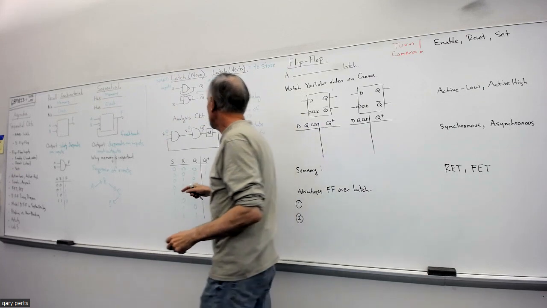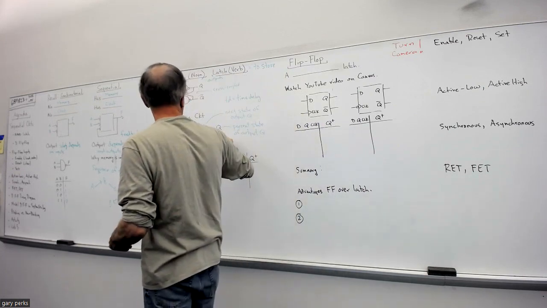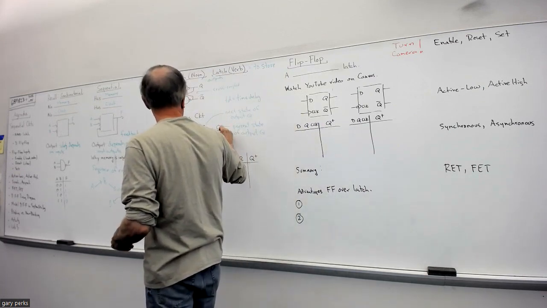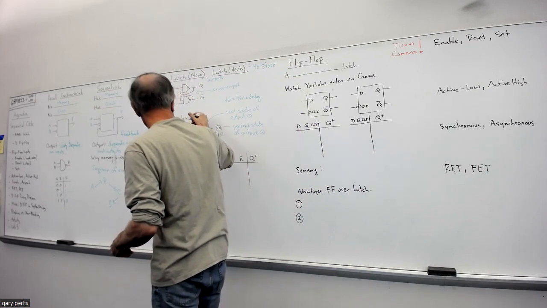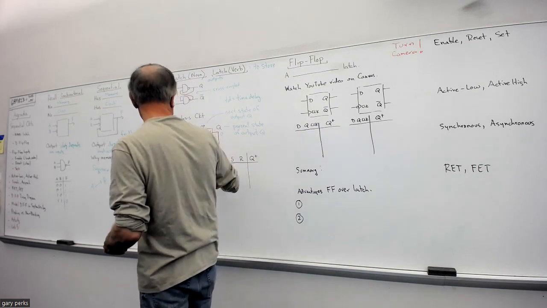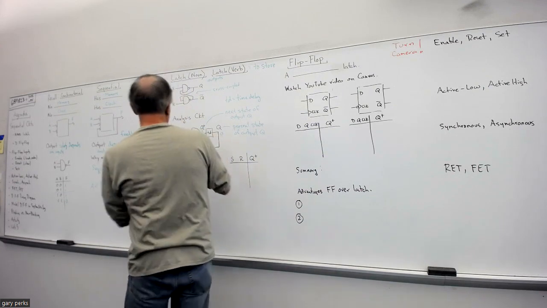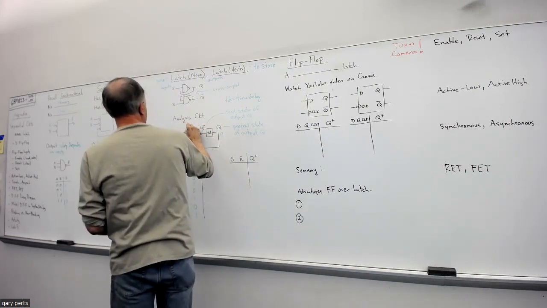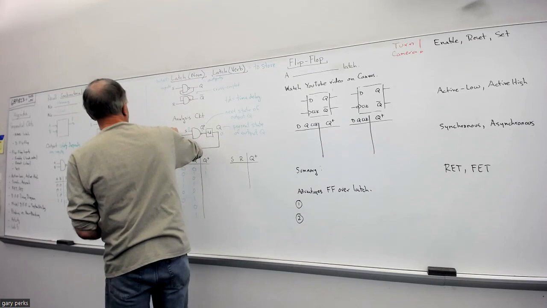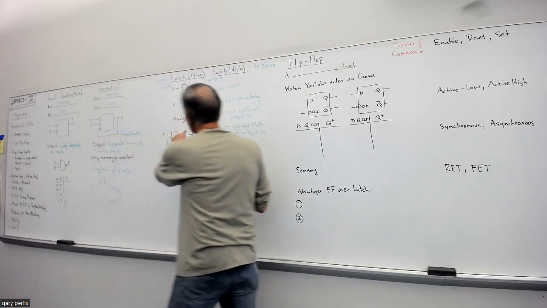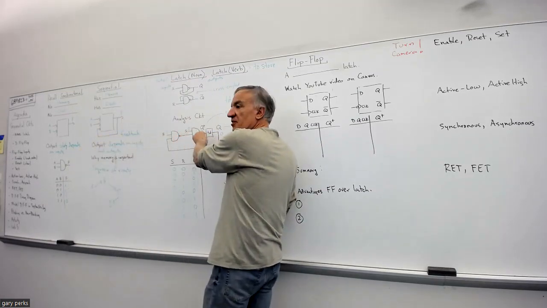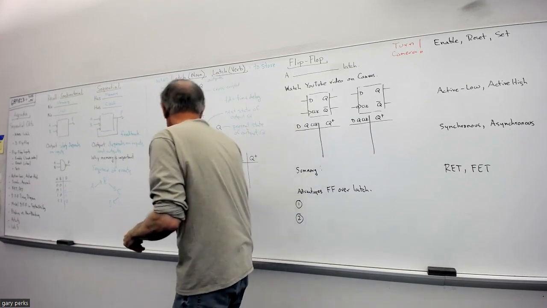Okay, the next row, Q is 0, and S is 0. S is still 0. R changes. R becomes a 1. Okay, but we still have this input equal to 0, so this output's still going to be 1, just like it was the previous two times.